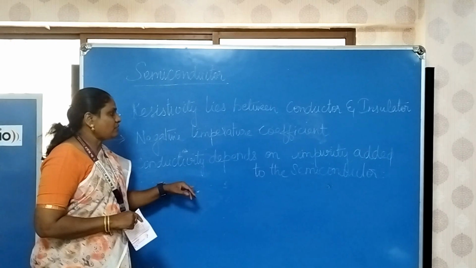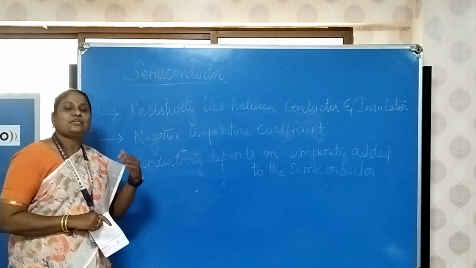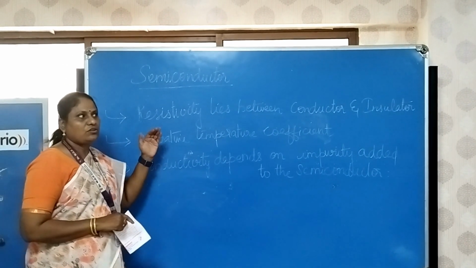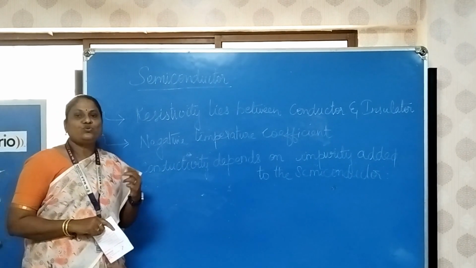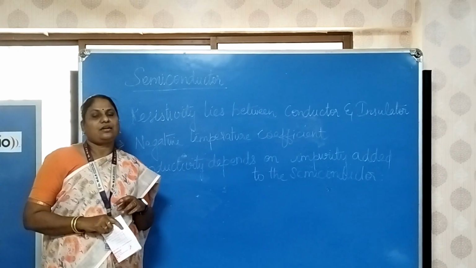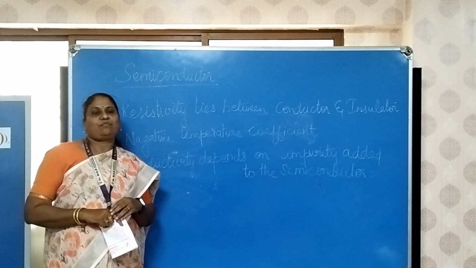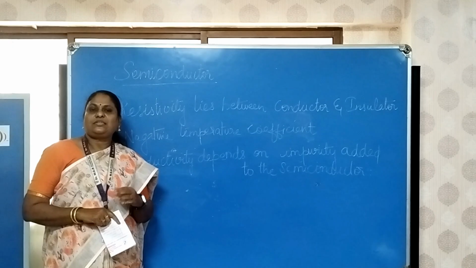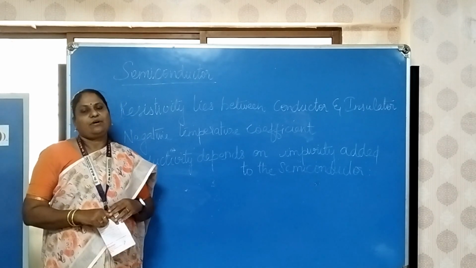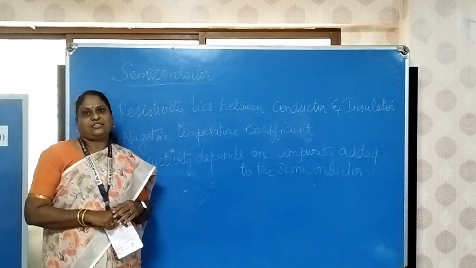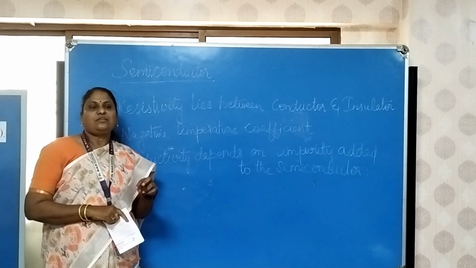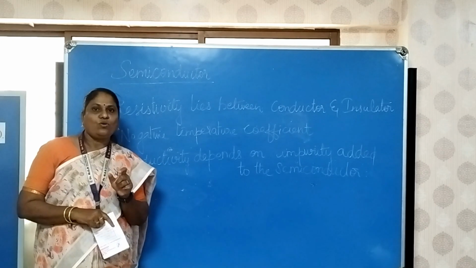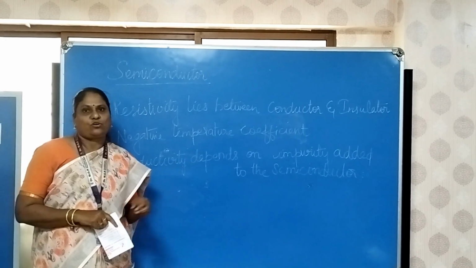Another one is the conductivity depends on the impurities which are added to the semiconductor. So these are some of the properties of a semiconductor. And the semiconductor is classified into two types. One is intrinsic semiconductor and another one is extrinsic semiconductor. So an intrinsic semiconductor is solely created by thermal agitation, and in an intrinsic semiconductor, the number of holes is always equal to the number of electrons.